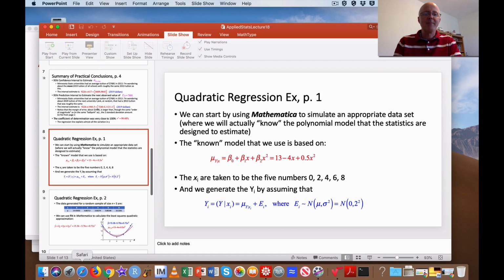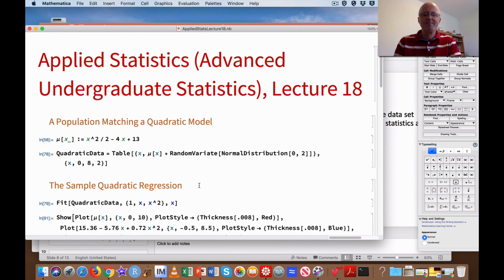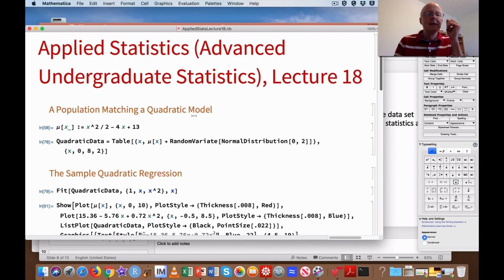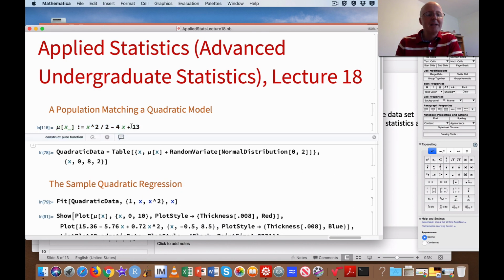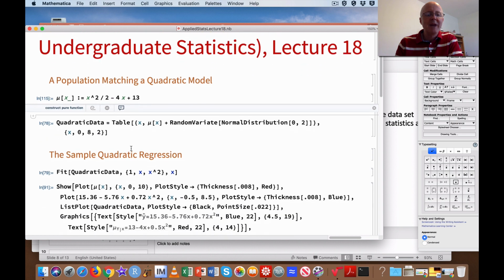All right, so let's go to the Mathematica. And again, you can try to get things out of this even if you don't know or have Mathematica. It's still worth listening to and thinking about here. So here is my function mu of x. It's a quadratic. Mu of x is x squared over 2, which is 0.5 times x squared, minus 4x plus 13. Again, that's the same thing that I picked right here. I can enter that function into Mathematica, and then I can do this quadratic data.